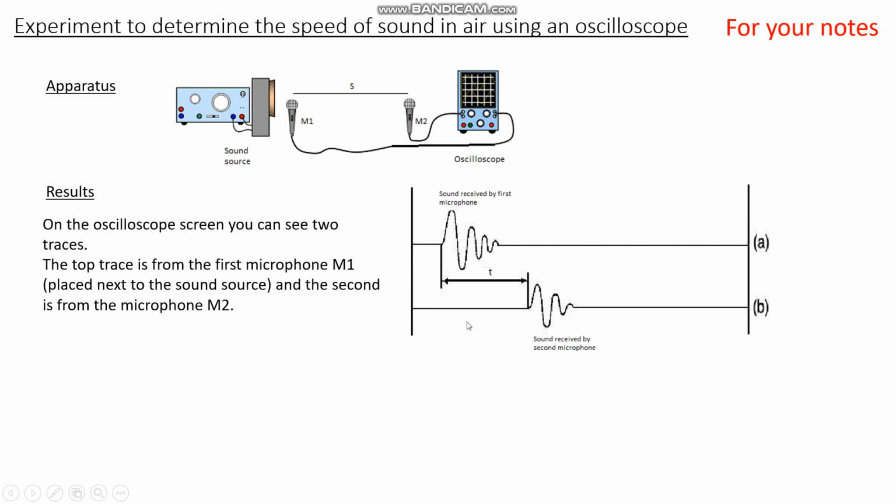So if we look at those oscilloscope traces here, we can see this is time going along the bottom. Microphone M1 is the first one to pick up that sound because it's closer to the loudspeaker. Then a short time later, microphone 2 records that sound. Notice it's not quite aligned because it's travelled a further distance. The important thing is that this time here represents the time taken for the sound to travel between microphone M1 and microphone M2.